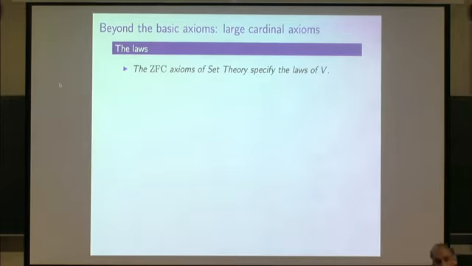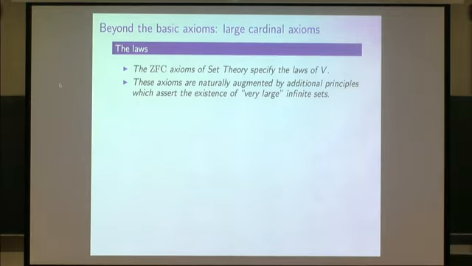It's a consequence of the ZFC axioms that for every ordinal alpha, V alpha exists as a set. Okay, so it's the framework for doing the constructions that I was talking about. But somehow we want to go beyond that. So the ZFC axioms are naturally augmented by additional principles which assert the existence of very large infinite sets. These additional principles are called large cardinal axioms.